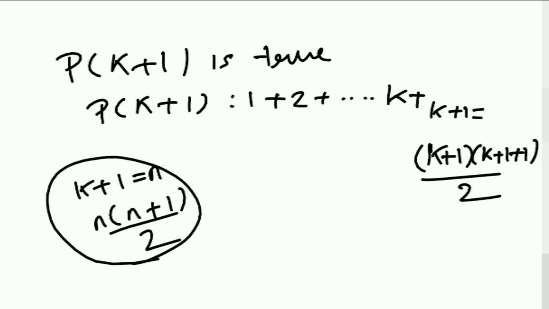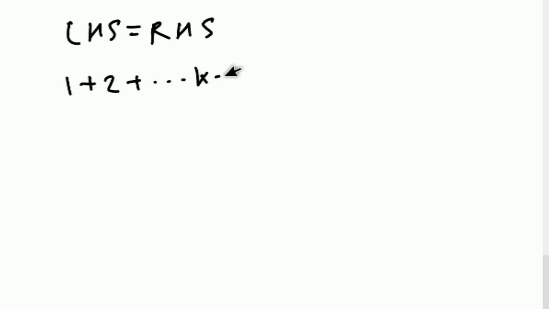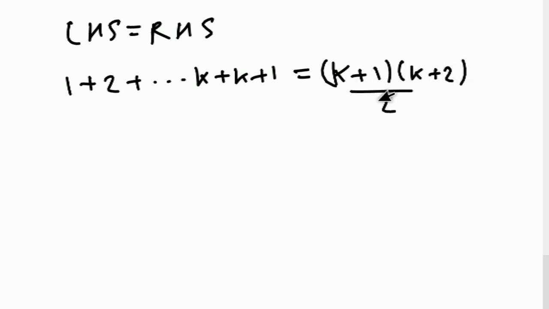So we have to prove that left hand side is equal to right hand side. Okay, let's prove it. On the left hand side we had the terms 1 plus 2 plus dot dot dot k plus k plus 1, and on the right hand side we had the formula k plus 1 into k plus 2 divided by 2.